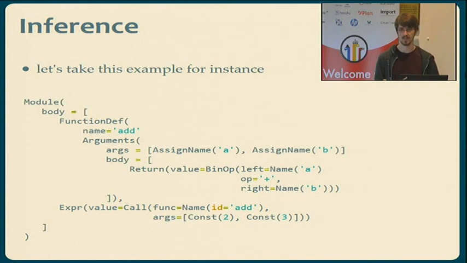Let's see a simple example of inference. It's not going to be that hard. In this example, I have the AST of a function definition called add, which receives two parameters, A and B, and simply adds them together. And secondly, right at the bottom, I have a function call of add with two values. In that case, it will be 2 and 3. So what will happen when Astroid tries to infer the function call?